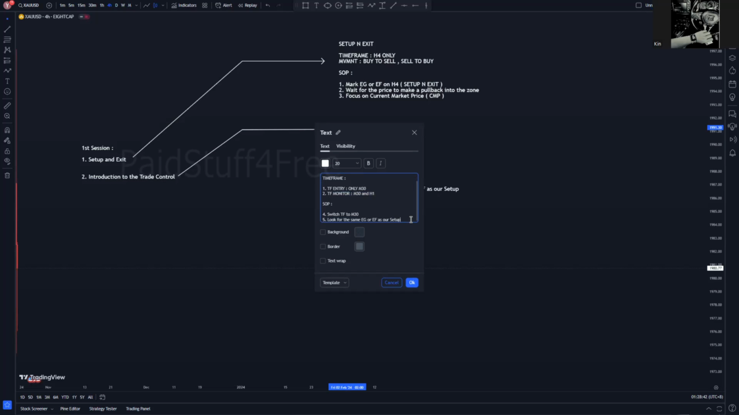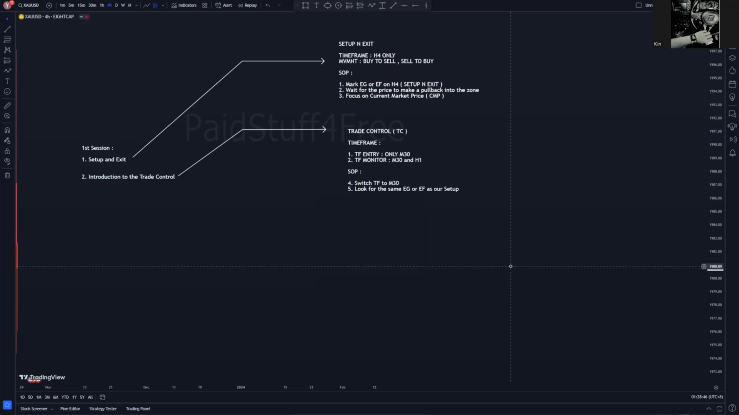For example, if we are currently in the sell setup, after we switch the time frame to M30, we need to look for either EG for sell or EF for sell. And if we are currently in the buy setup, we keep looking for EG for buy or EF for buy. So for now, is there any question before I draw the theory for you guys?